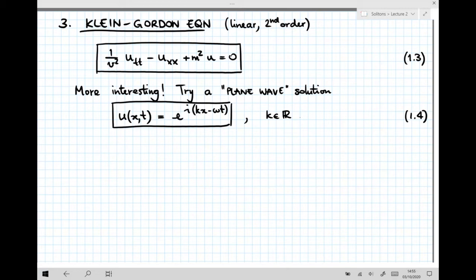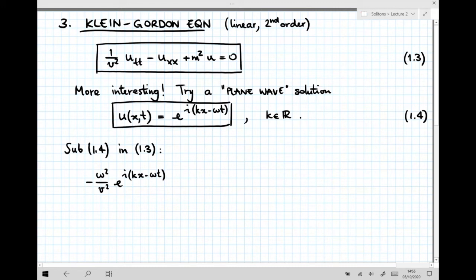Okay, so what does it mean that we try a plane wave solution? Well, we're going to substitute the ansatz 1.4 in the Klein-Gordon equation 1.3. So let's see what the terms look like. First we have something which goes like 1 over v squared, and then the second derivative of the plane wave with respect to time. When we differentiate twice with respect to time, we get minus I omega squared, so we'll get a factor of minus omega squared in front, and then we'll have the plane wave exponential.